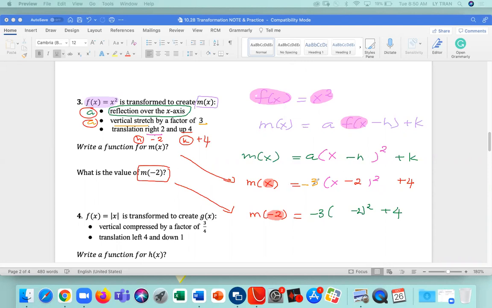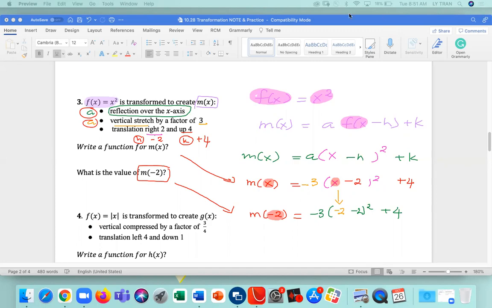This is the equation, correct? But instead of x, we replace it by -2. So when I replace, I just put the -2 in there. So I know that it's going to be a -2. Let me do the same color so you can see it. So this is going to be a -2 to replace that x.